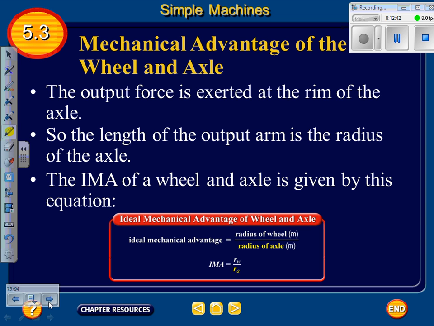So the ideal mechanical advantage of a wheel and axle is given by this equation. IMA, or ideal mechanical advantage, equals the radius of the wheel divided by the radius of the axle. Let's use the example of a screwdriver. The radius of the wheel would be the distance from the center of the handle out to the end. With a Phillips screwdriver, the radius of the axle would be from the middle of the shaft to the outer edge.